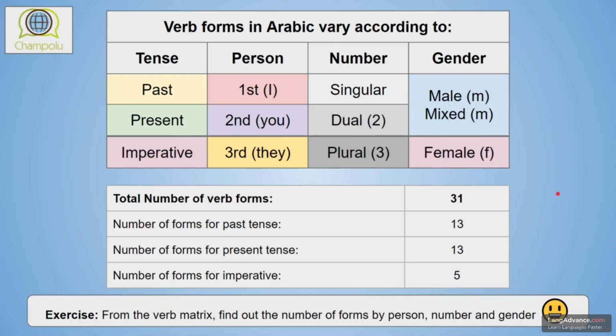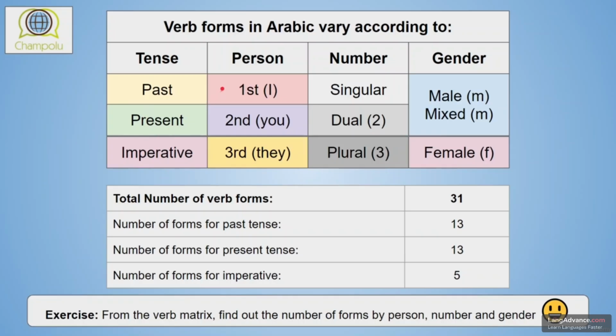Hello everyone, let's talk about verbs in Arabic. In Arabic, there are a number of ways to conjugate the verb, you can think of it as a matrix. One side is the tense, so we have three tenses here: past, present, and imperative.